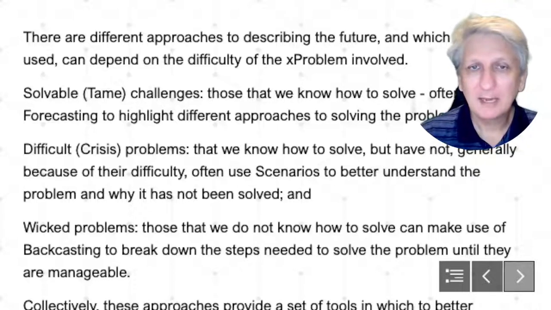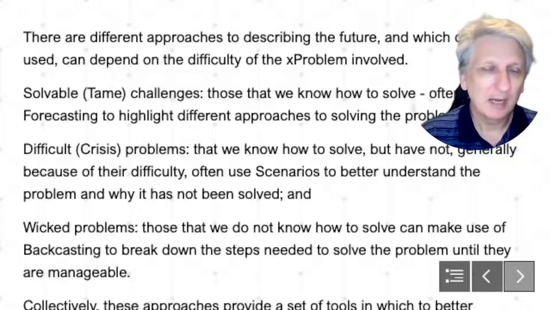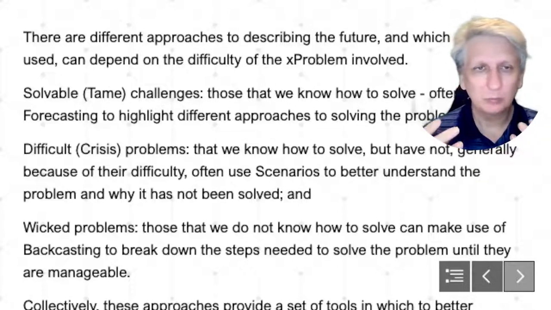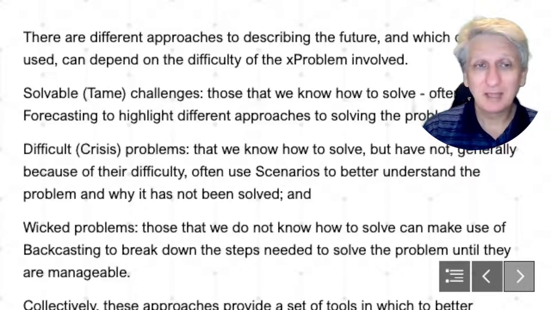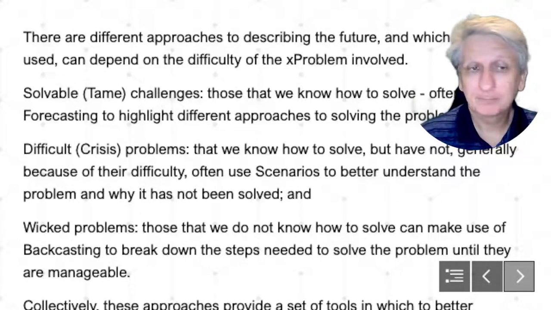And there are three main categories of problems. Now, the first is solvable or tame problems. Now, these are problems that we know how to solve. We just haven't gotten around to solving it yet. But we are certain that we know how to create a solution. And all those blocks are in place. We just have to go about and solve it.